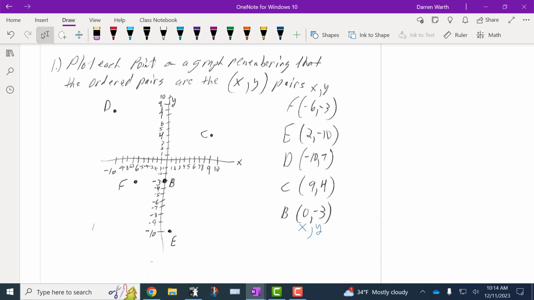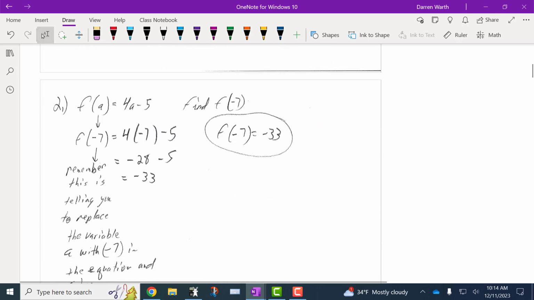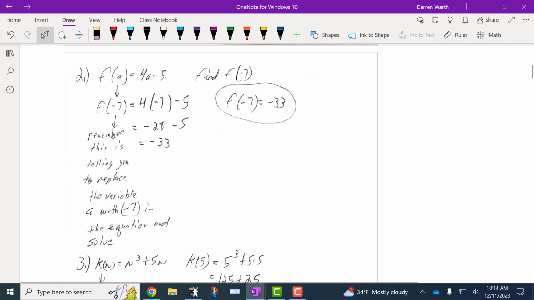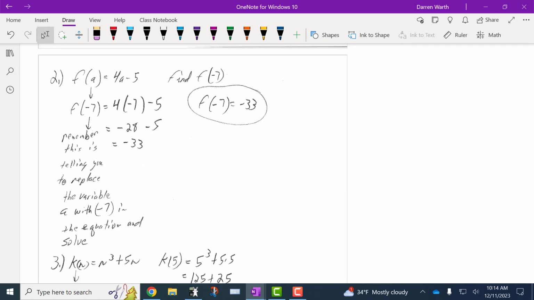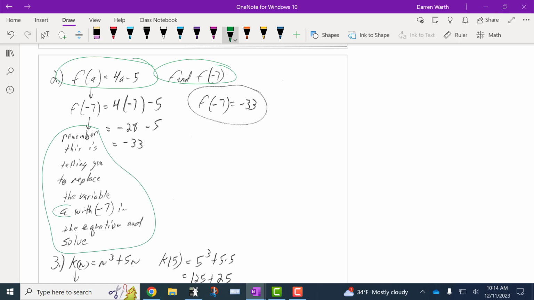And number 2 says that it wants us to go ahead and find this function value. So to find the function value, we've got this function, f of a equals 4a minus 5. So here's my function value right here. And it wants me to find f of -7. Well, remember, this is telling you to replace the variable a with -7 in the equation and solve it.